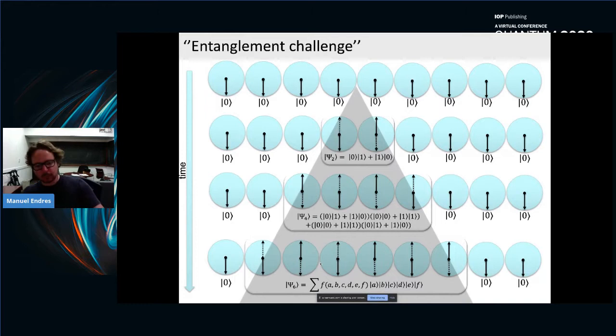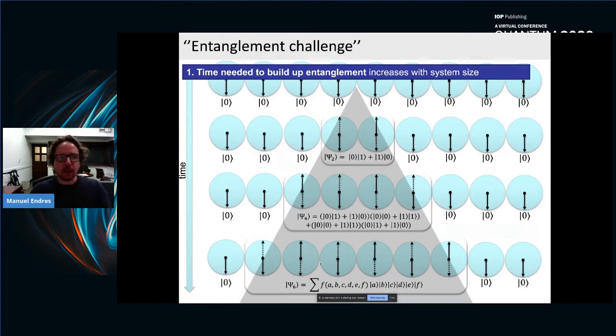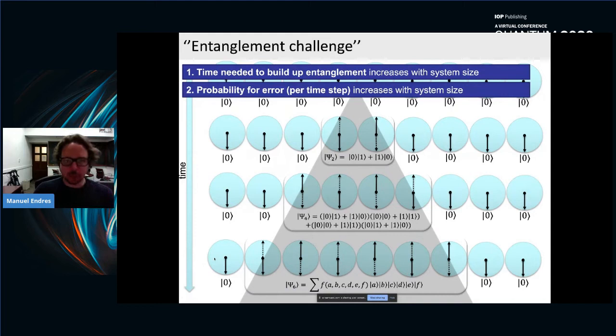One take-home message is that with short-range interactions, which are typical in these systems, if you want to grow a large-scale entangled system that spans the whole experimental system size, the time you need to build up entanglement increases with system size, specifically with the linear dimension of the system. So that's important to remember. At the same time, your probability to make an error in each of these steps is higher. The probability for an error per time step also increases with system size. The more qubits I have here, the more decoherence events I can have.